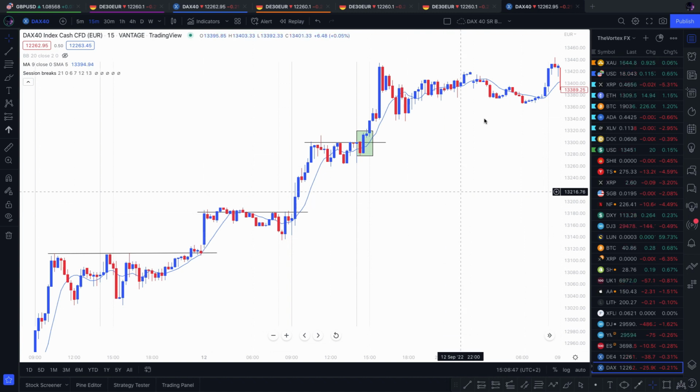We are going to be discussing a scalping strategy for the DAX, where to enter, where to put our take profits, where to put our stop losses. The entire strategy will be revealed in today's video. So without further ado, let's jump right into it.